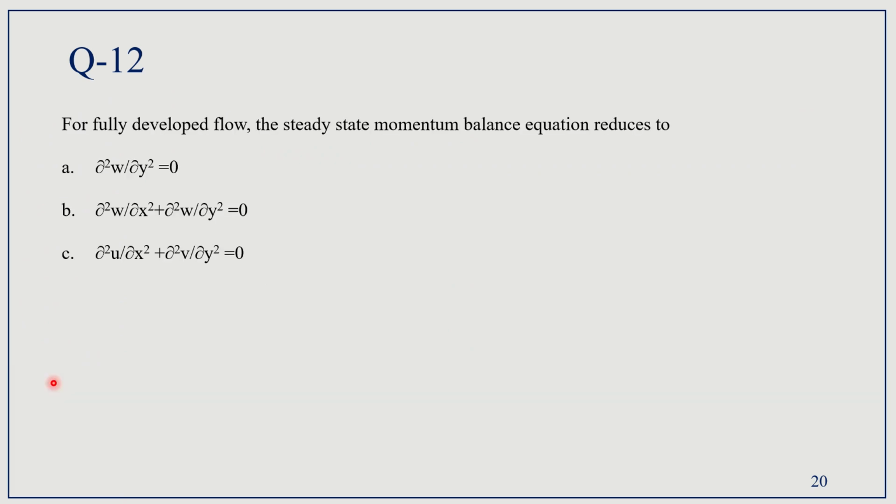In question 12 it was given as 0, which is wrong. So the answer is none of the three. Whereas in question 13 it is given as a constant, which is the right answer. So the answer to this particular question 13 is option A. ∂²w/∂x² plus ∂²w/∂y² is equal to some constant value. So the answer is option A.